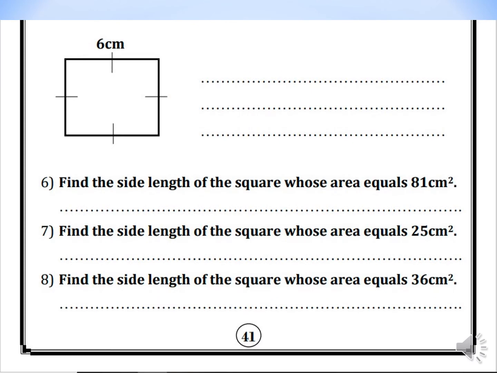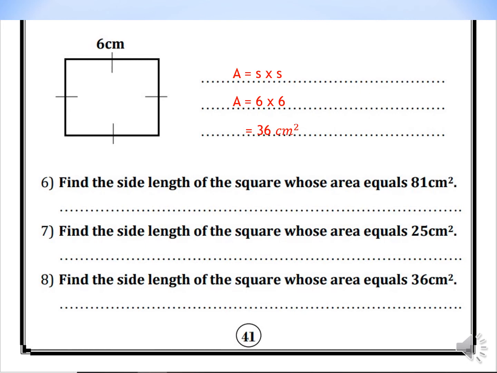Here in this shape I have a square with side length 6 centimeters. So I will use the rule of area equals side times side. So the area equals 6 times 6 equals 36 centimeters squared.